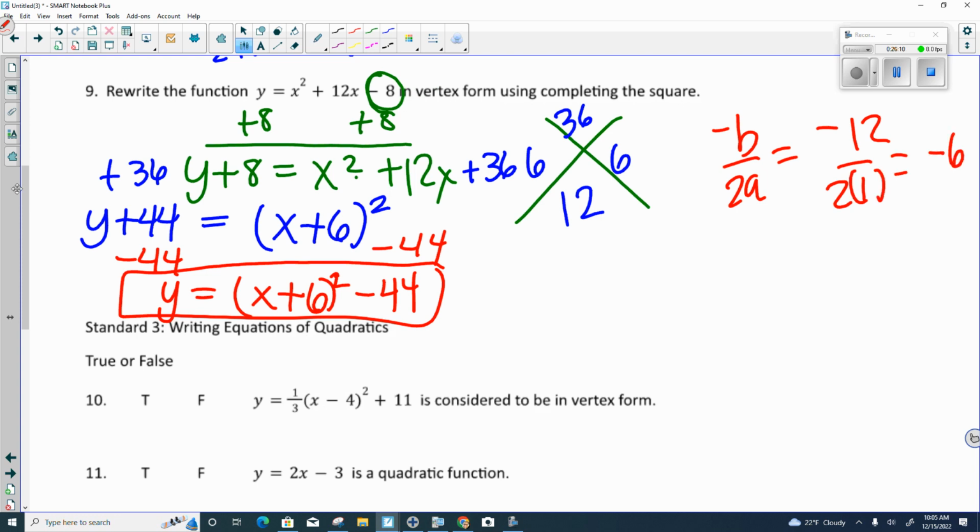Okay. Vertex form says x minus h. So if I do x minus negative 6, that's why it's a positive. Again, if you're using negative b over 2a to find the vertex and you're not using completing the square, you should still get the same answer. Then you would plug that back in and it would tell you it's negative 44. Okay.